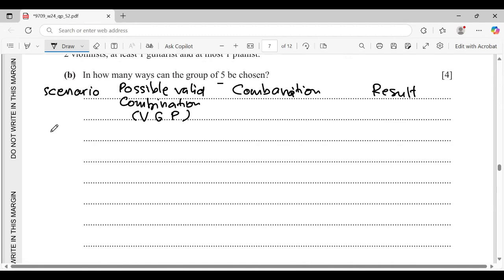Right? First, four violinists, and one guitarist. So it means four violinists, one guitarist, and zero pianists. So the combination becomes combination 10, 4 times the combination of 6, 1 times the combination 5, 0, because it is 4, 1, and 0. And if you calculate, the result is 1,260.